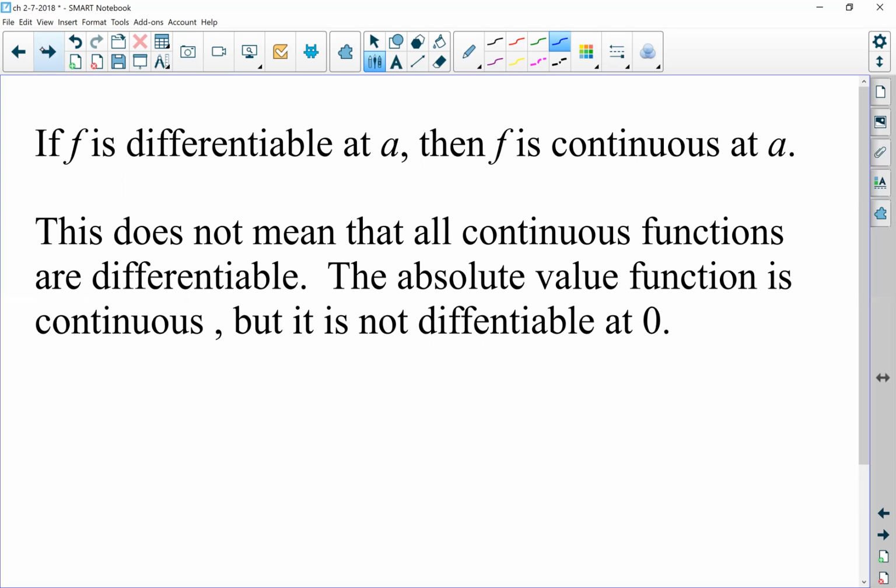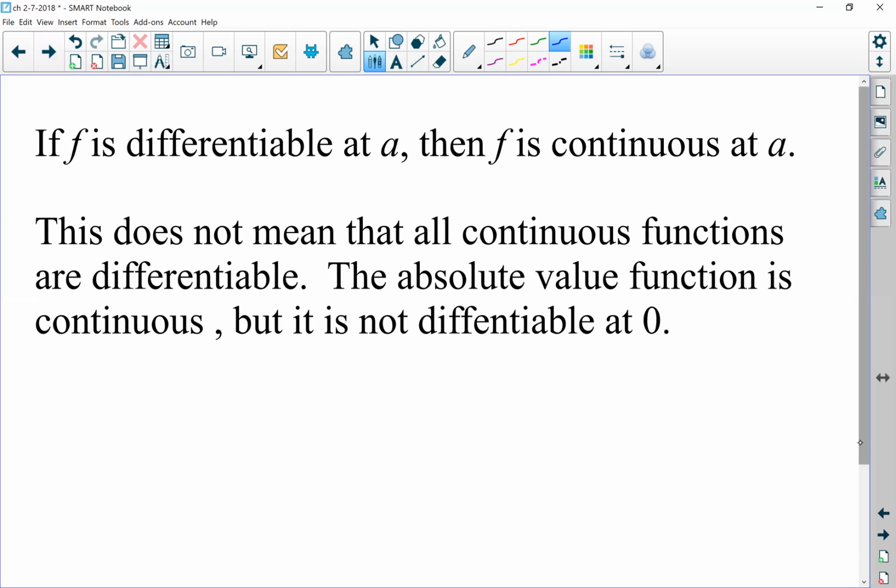If f is differentiable at a, then f is continuous at a. So we want to be careful about this. This is just an if-then statement. It is not an if and only if. It's not a two-way. So we cannot say that if f is continuous, then it's differentiable.